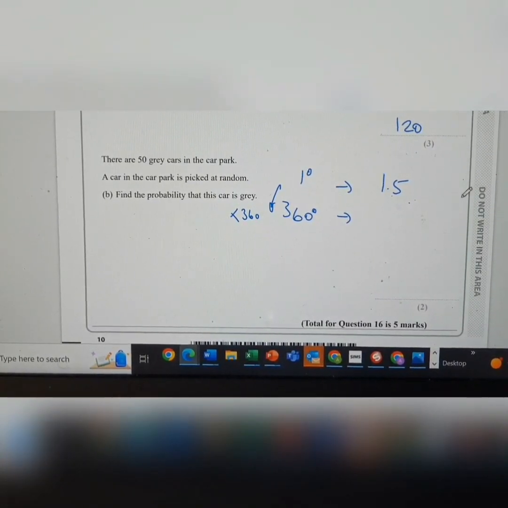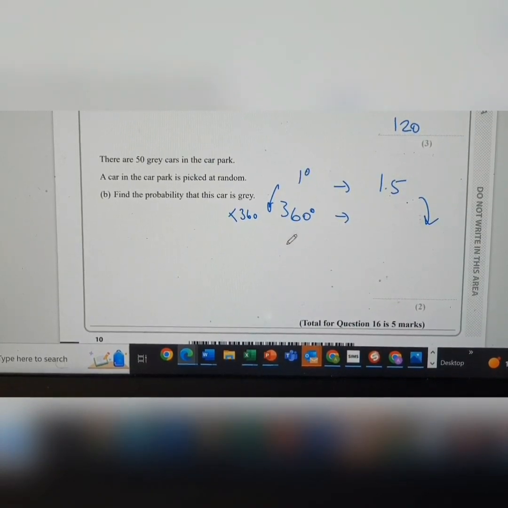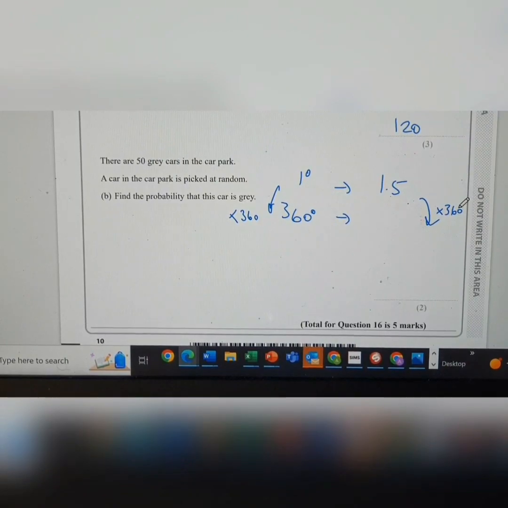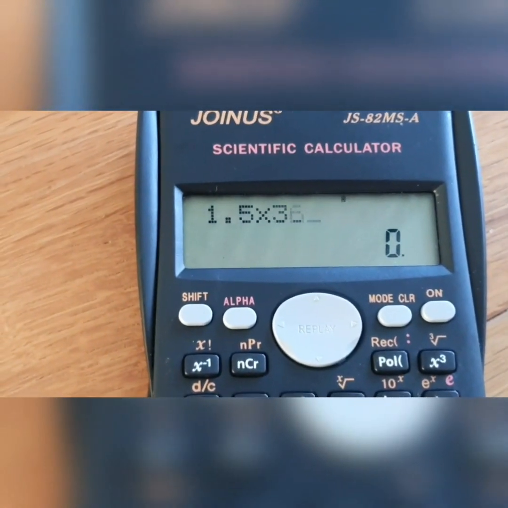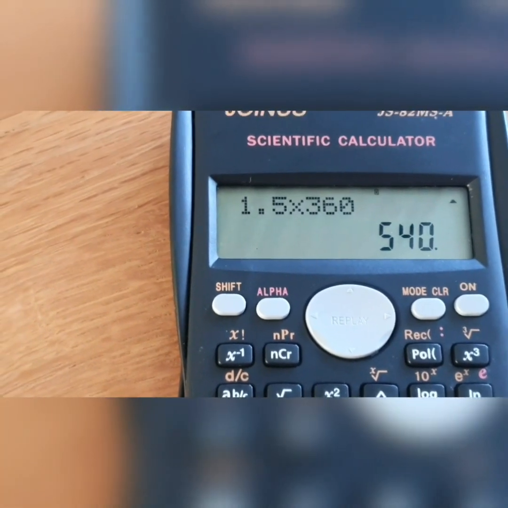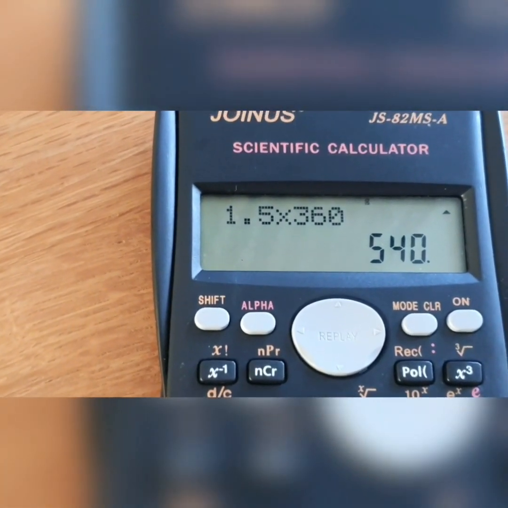Just going to demonstrate why. From 1 to 360, you're multiplying by 360. So you need to multiply this by 360 as well. 1.5 multiplied by 360 is 540 cars in the car park in total.